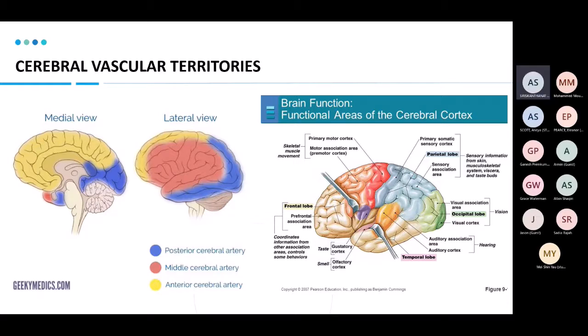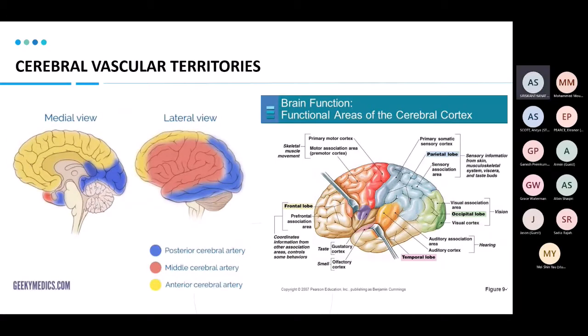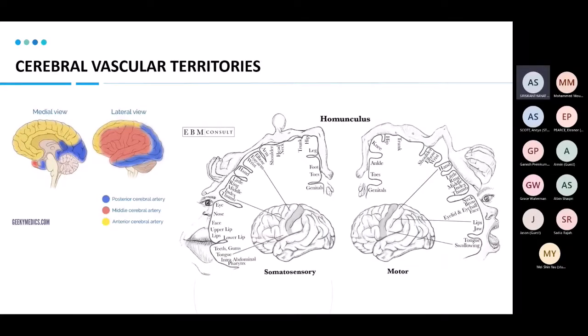And if you map it onto the functional areas of the brain, you can see the motor bit here is within part of the middle and the anterior cerebral artery territories. So the next bit I want to go through here.